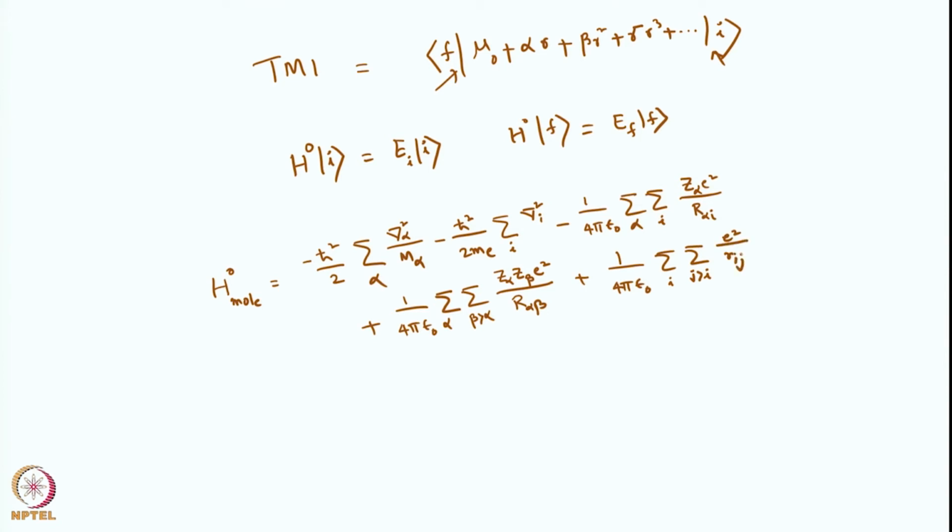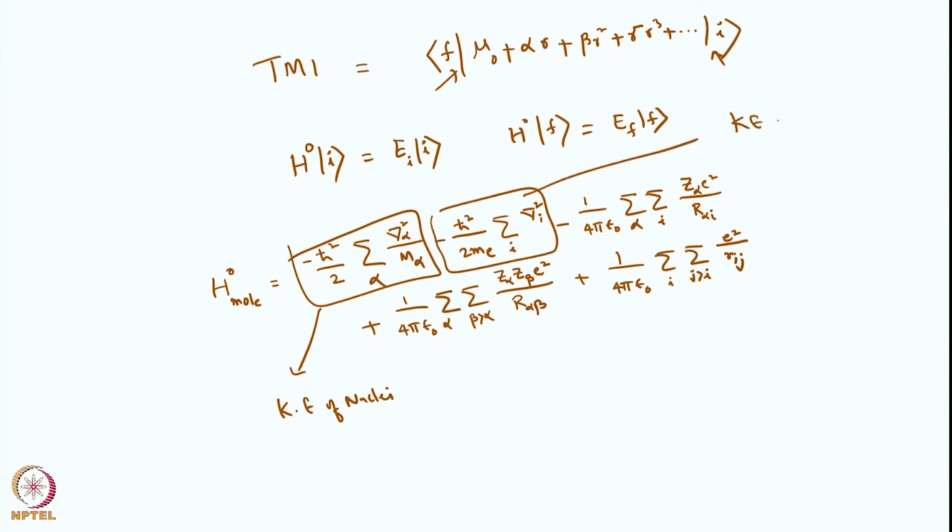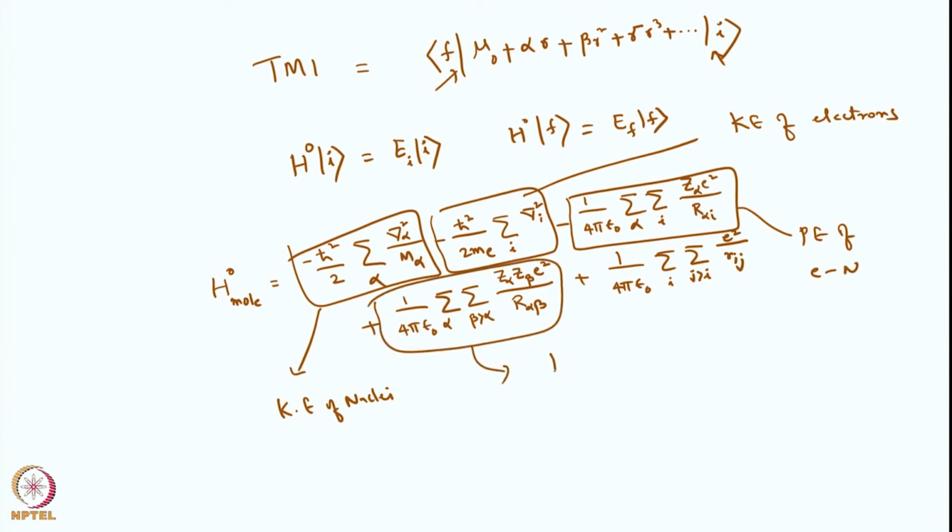So, we have 5 terms. This is the KE of nuclei, this is the KE of electrons, this is nothing but the PE of electrons and nucleus, that is attraction, this is the PE of nucleus to nucleus, that is repulsion, and this is nothing but your PE of electron to electron, that is electron repulsion.